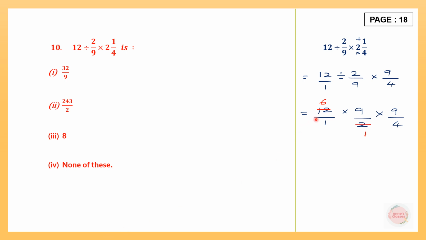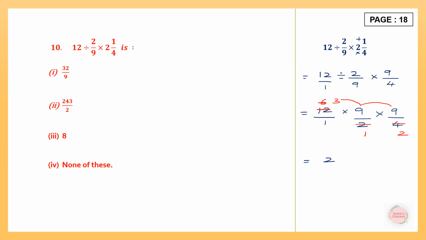Now we can again cancel 6 and 4. Both are in the tables of 2. So let's cancel that. 2 3s are 6 and 2 2s are 4. So that's it. You can't cancel anything else. We'll simply multiply. So 3 9s are 27. 27 into 9 you must multiply.